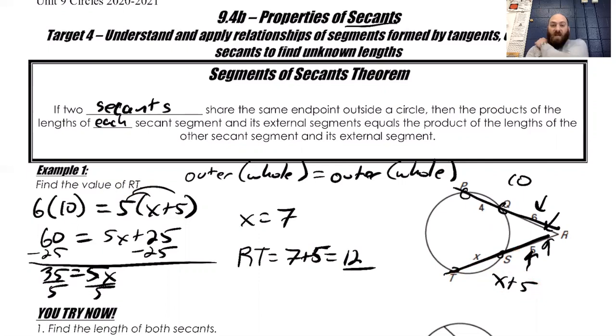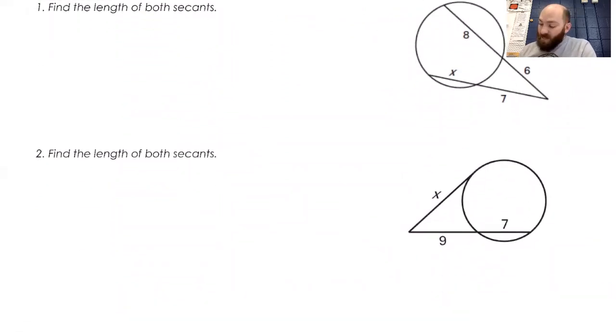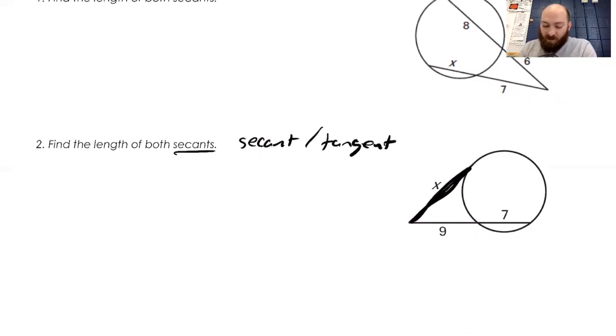So again, the main idea for secants that are intersecting like this is outer times the whole thing. Now, we did kind of skip one idea, and that's this one right here. This is the intersection, and it calls it secants, but it's actually a secant and a tangent that are intersecting here. So we're still going to do the same thing. This side is a little bit weird though. Let me set it up this way again: outer times whole equals outer times whole.